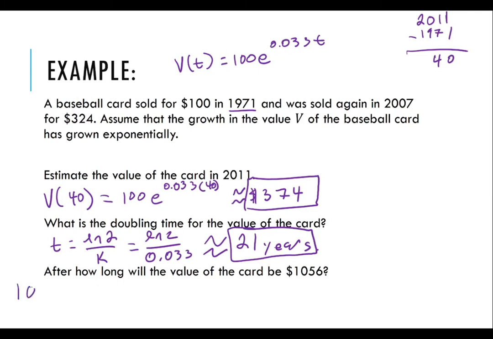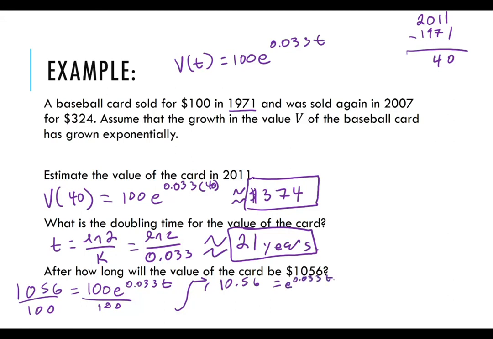Now we want to know, after how long will the value of the card be $1,056? Well, the output is 1,056. Set our equation equal to that. That is equal to 100 times e to the 0.033t. Now we just need to solve for t. Divide by 100 on both sides. I get that 10.56 is e to the 0.033 times t.